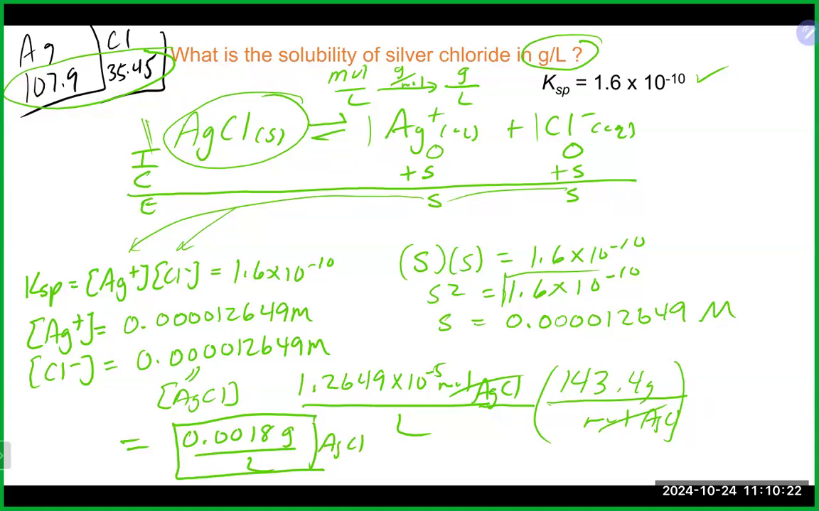Is that a big solubility? That is not. That basically means that under normal conditions you could take about 0.002 grams of silver chloride and get that to dissolve in 1,000 milliliters of water. That is a super low solubility. It is not very soluble at all.